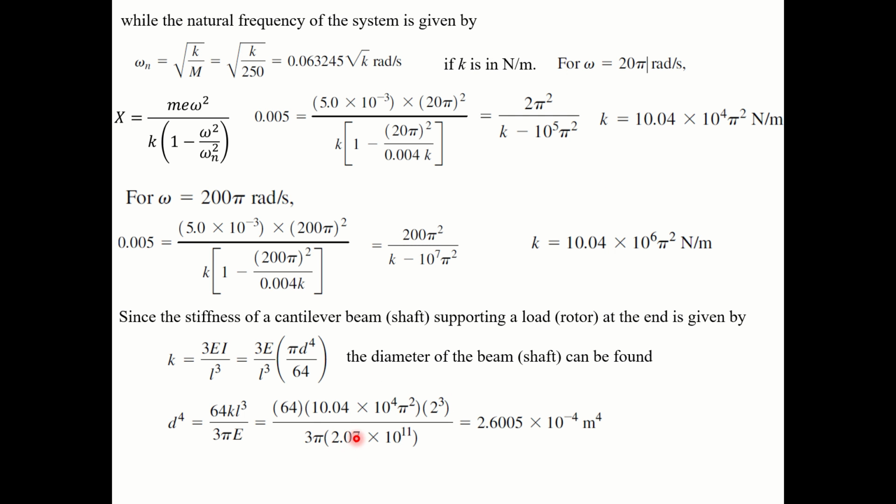This is steel. If it is not given, take the steel value. Steel value is 207 GPa. Now you substitute and find out. Let me check whether it is given in the data or not. If it is not given, we will give it in the exam.